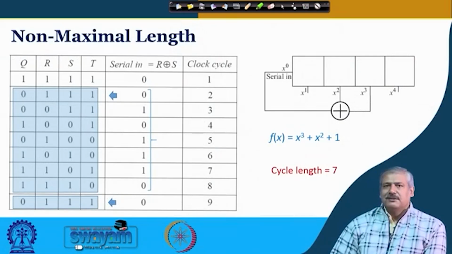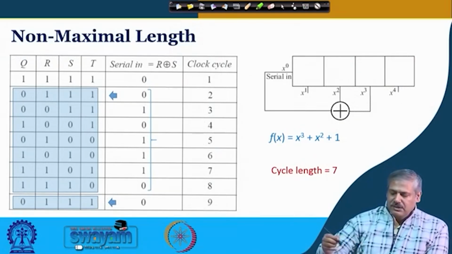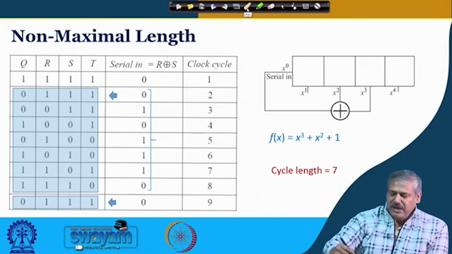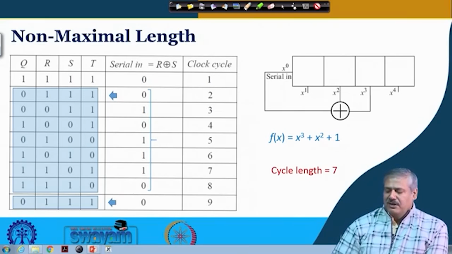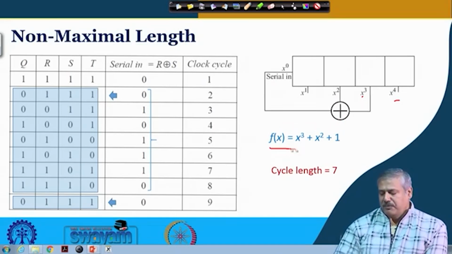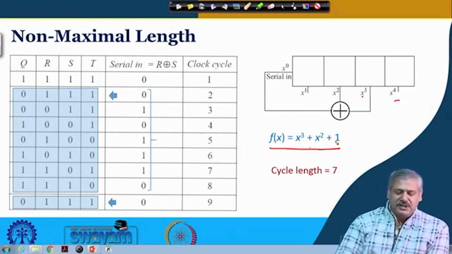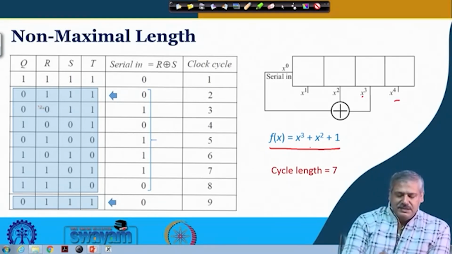Now, it is to be noted that any kind of feedback that you take will not give maximal length. So, for example, again for that 4-bit shift register, instead of x4 and x3, if it is x3 and x2 that are XORed and fed as serial in, the corresponding polynomial is x to the power 3 plus x to the power 2 plus 1. And if we initialize with say 1 1 1 1, then the serial in is 0, so 0 1 1 1, and that way you continue.